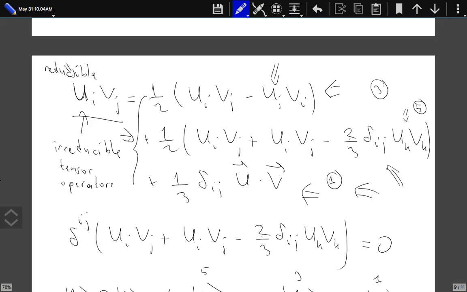And this operator is q equal to 0. This operator is k equal to 0. This is k equal to 1. This is k equal to 2. So we have these three operators already.